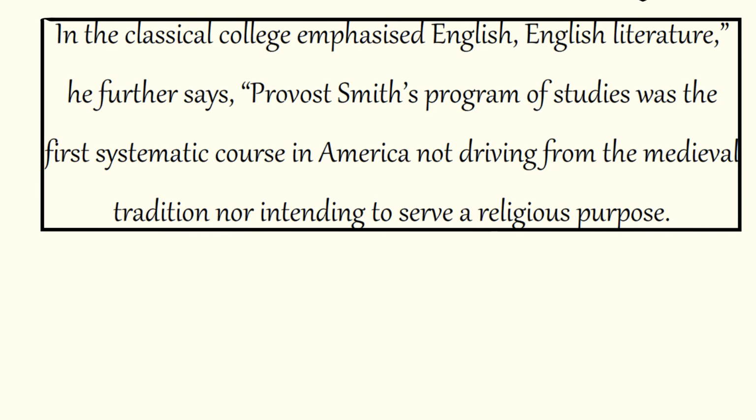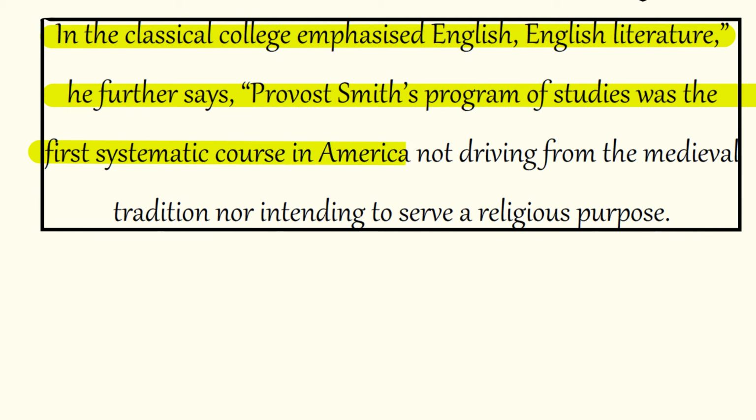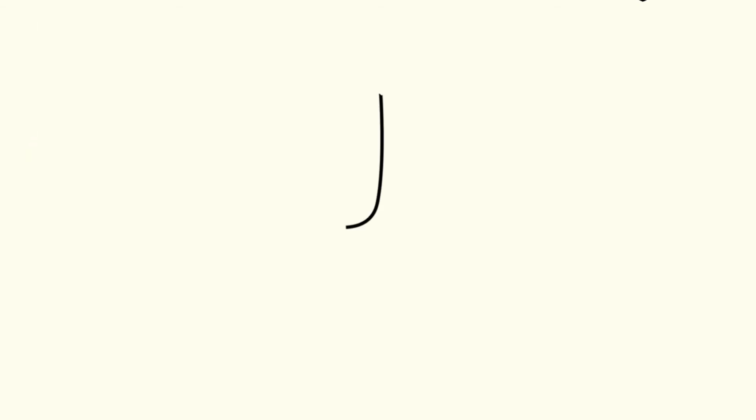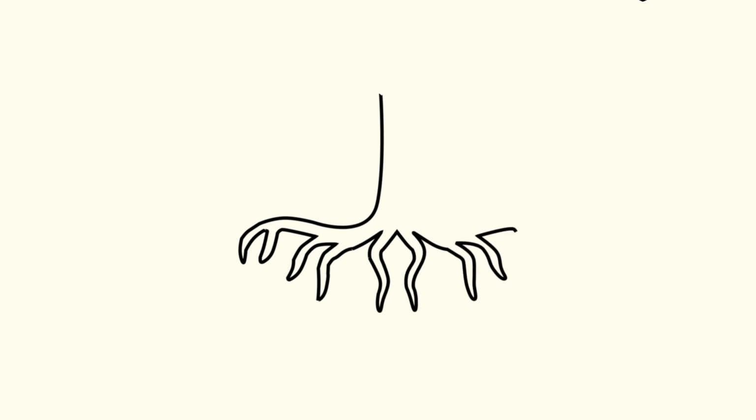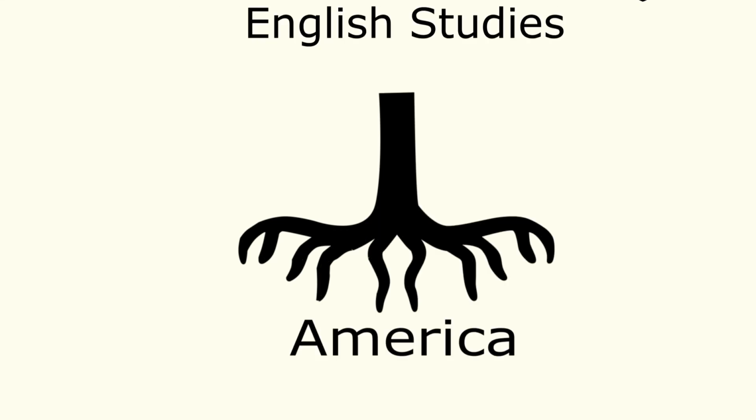Frederick Rudolph, in his book American College and University: A History, writes, "Smith in the classical college emphasized English literature." He further says, "Provost Smith's program of studies was the first systematic course in America not deriving from the medieval tradition, nor intending to serve a religious purpose." Other professors like Francis Allison strengthened the roots of Scottish impact on English studies in America.